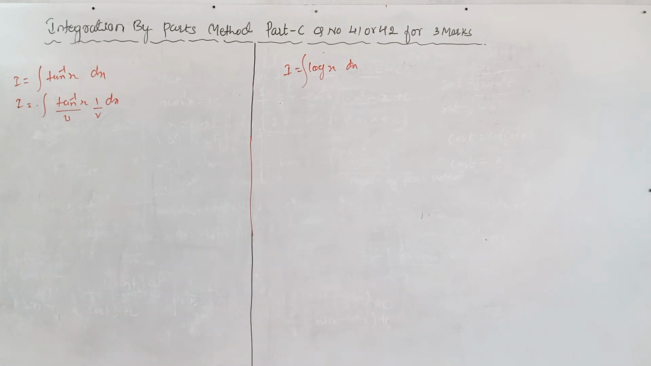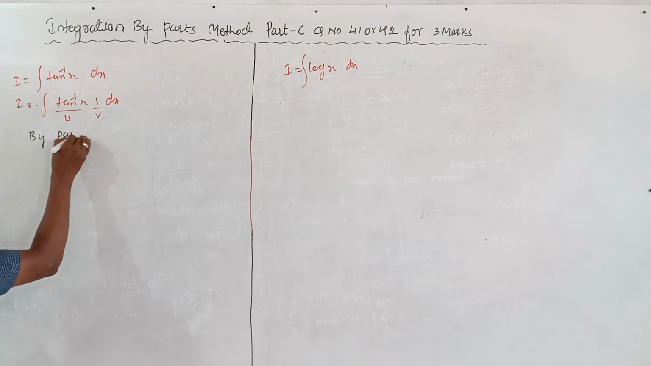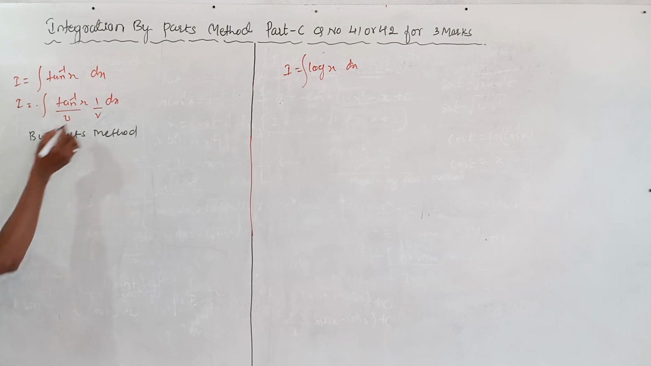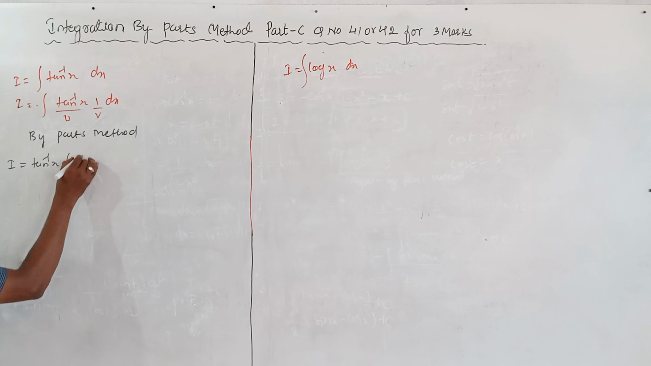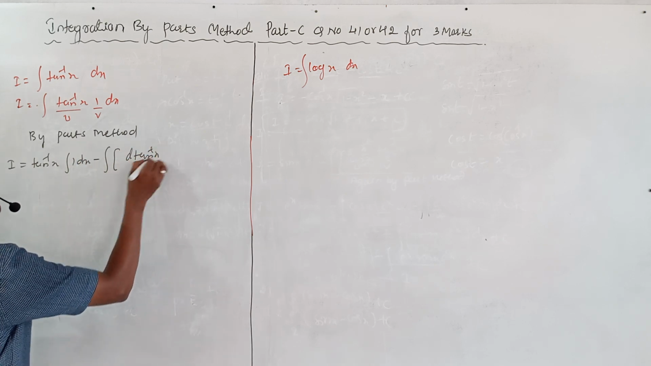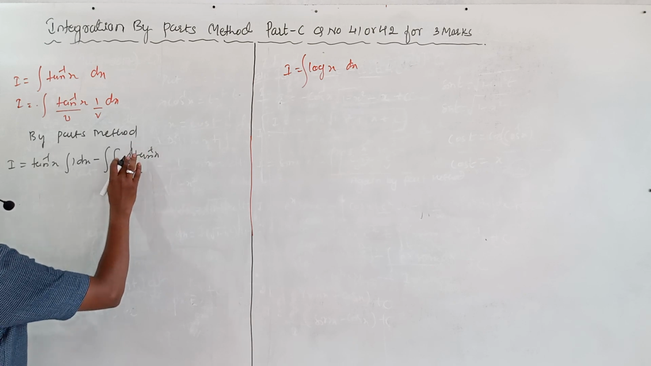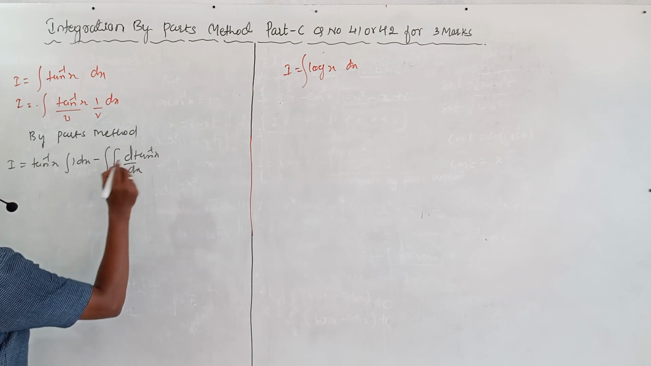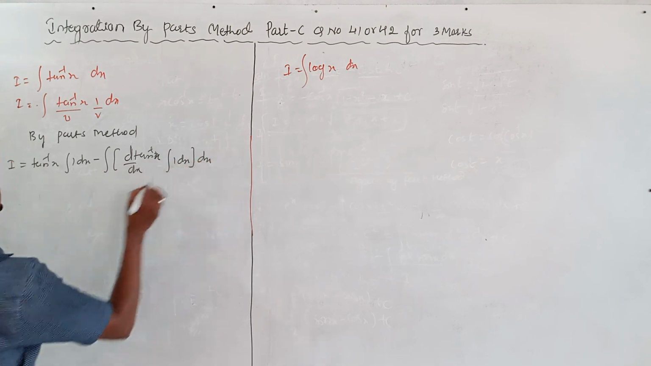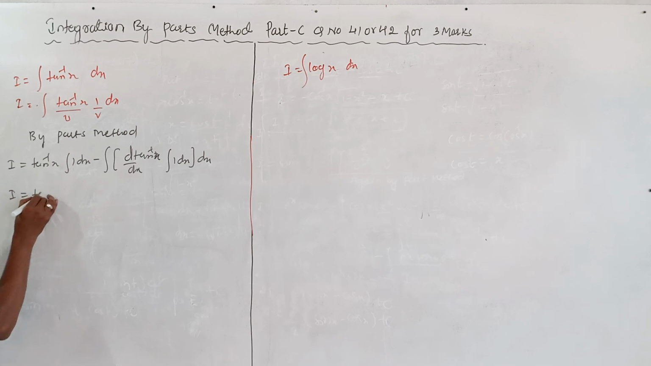Now by parts method, write the things accordingly. First I is equal to tan inverse x as it is, integration of 1 dx, minus integration of the derivative of tan inverse x with respect to x times integration of 1 dx, whole bracket dx. Then I is equal to tan inverse x.